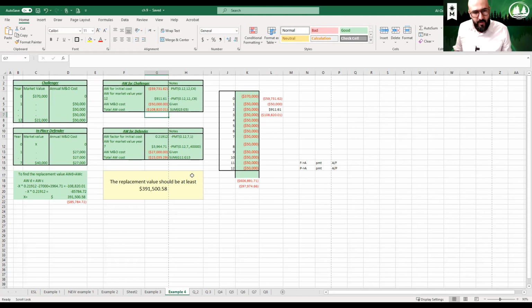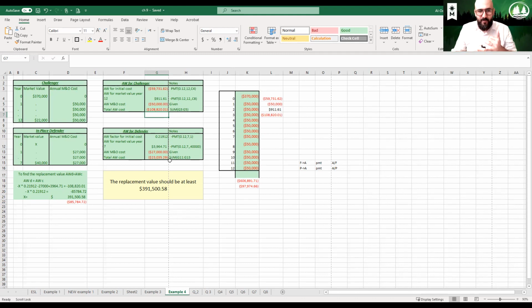So what we need to do for the defender is find the annual worth for the initial cost, which we don't have here. Yes, it's given as 600, but that's 9 years ago. We don't want that number. What we need to find is the cost of that machine at year 9, basically the market value. So let's call it the initial cost. Forget about the 600, forget about the 9 years. To solve this equation, focus on the 7 years. So now the initial cost is missing.